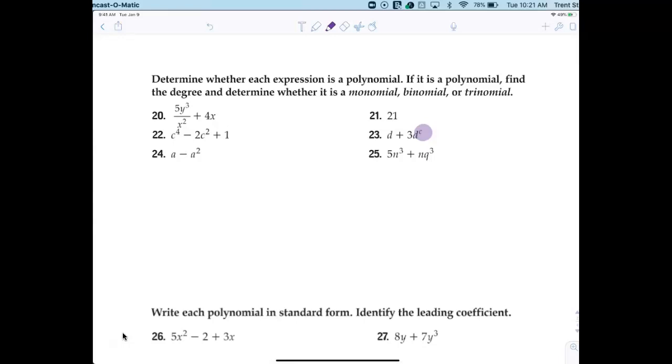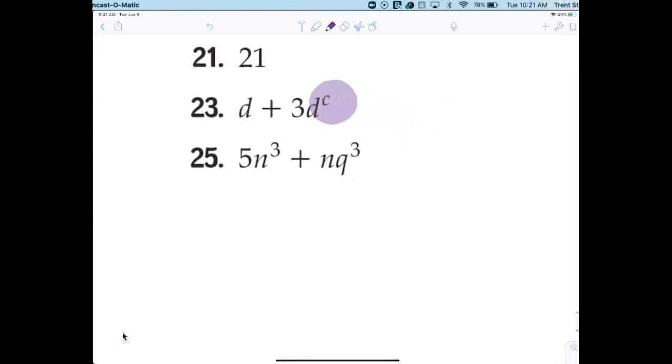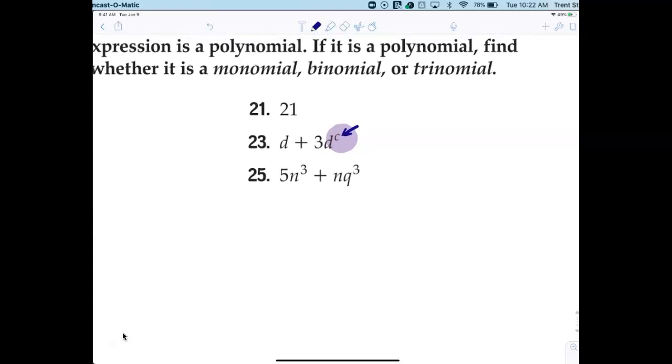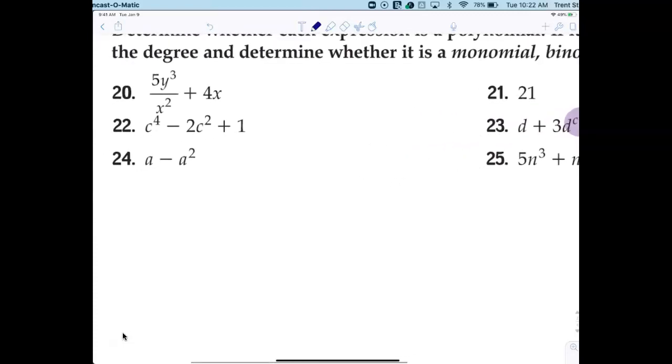Anybody have any questions so far while we're waiting? 23 is nothing. The reason it's nothing is because that C right there has to be a number. That can't be a variable. It has to be a number. 21 is a monomial because it's just, which one? 20 is nothing because you can't have a variable in the denominator. All right, here we go.